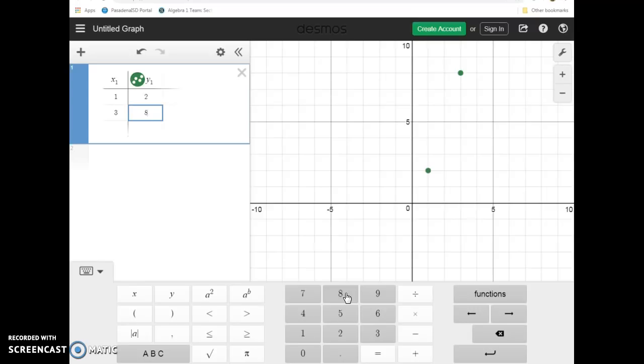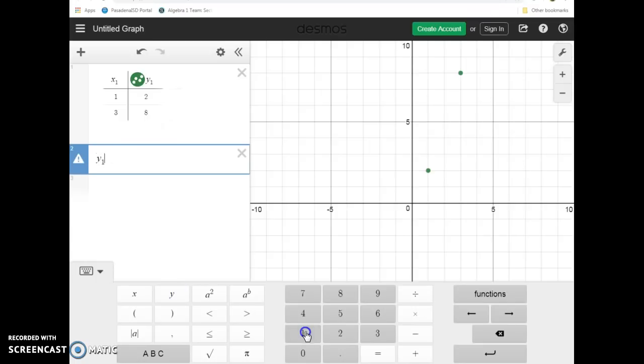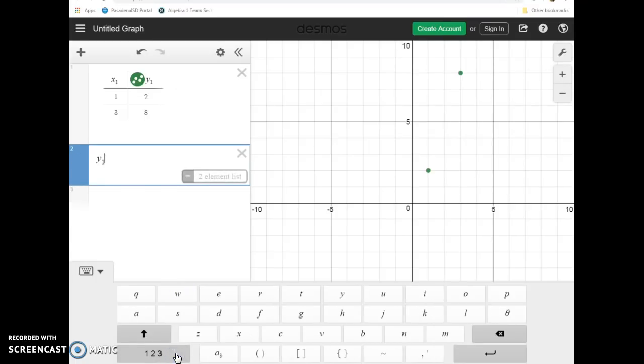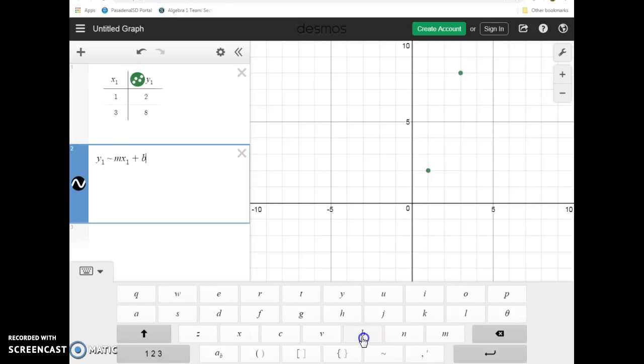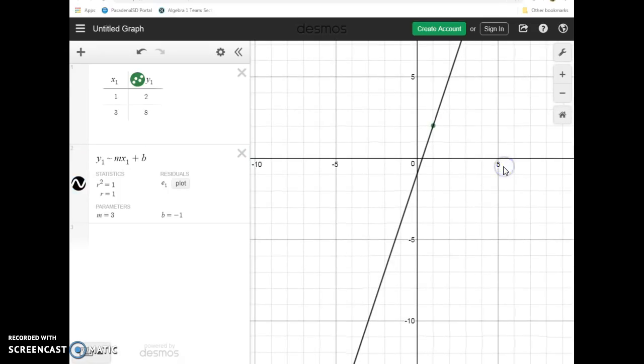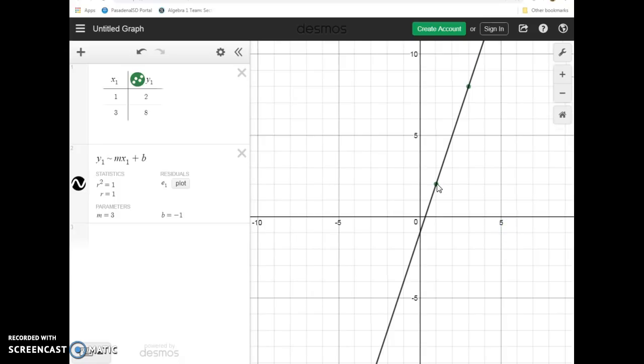Okay? And then on the next line, you would type the formula, which is y1 approximately, so the little squiggly, m of x1 plus b. Okay, so this is what it gives us. It gives us the 2 points that we plotted, right here and right here. And it gives us a line that goes through those points. And it gives you the equation. They give you the m and the b. So we're going to write that down.